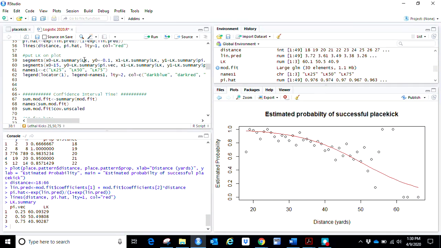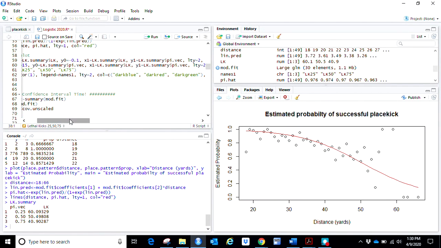So I'm going to use that lethal kick. So that's going to have my 40 yards, my 50 yards, and my 60 yards. That's going to be my x starting point. My y starting point is going to be at negative 0.1. That way it's just going to kind of start about right here. And right here, and right here. So for each of them, it's going to do me 3 lines at the same time.